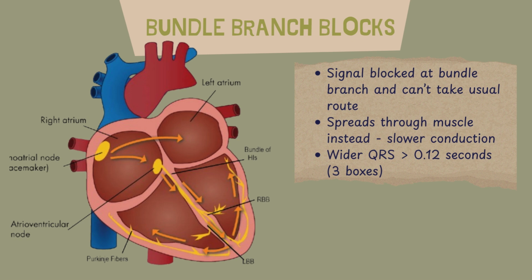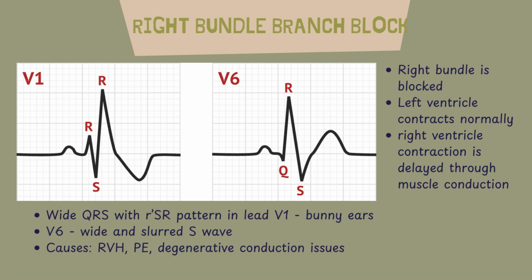But if one branch is blocked, what happens? The signal can't take the usual route. It has to spread through the muscle instead, and the muscle is slower than conduction fibers. That delay causes the QRS complex to widen, so it's over 0.12 seconds or 120 milliseconds, or more than 3 small boxes. So now that we understand the concept of what a bundle branch block is, let's review both types.